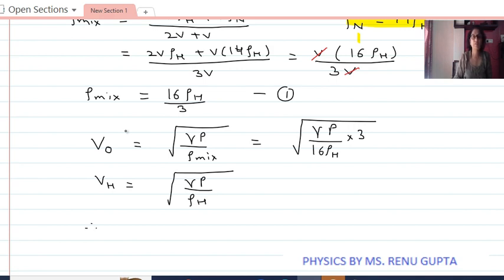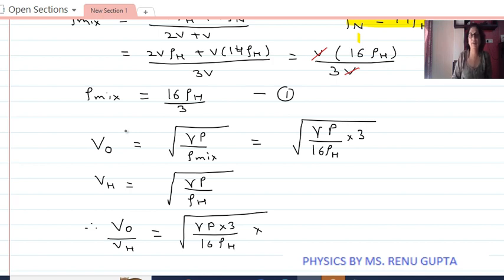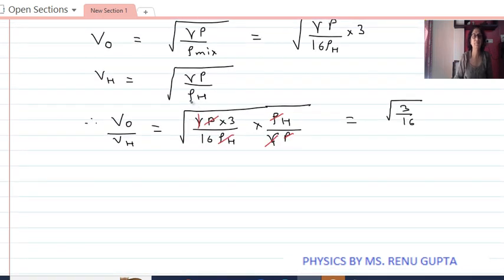Now we divide velocity of mixture at 0 degrees Celsius and then of hydrogen. That will give us root of gamma P into 3 upon 16 rho h multiplied by, now velocity in hydrogen gas at 0 degrees Celsius, we invert it, that is rho h divided by gamma P. So when we solve it, this gamma gets cancelled, this P gets cancelled, this rho h gets cancelled. So this is equals to under root 3 upon 16, which can be written as velocity at 0 degree upon velocity of hydrogen at 0 degree is root 3 by 4.